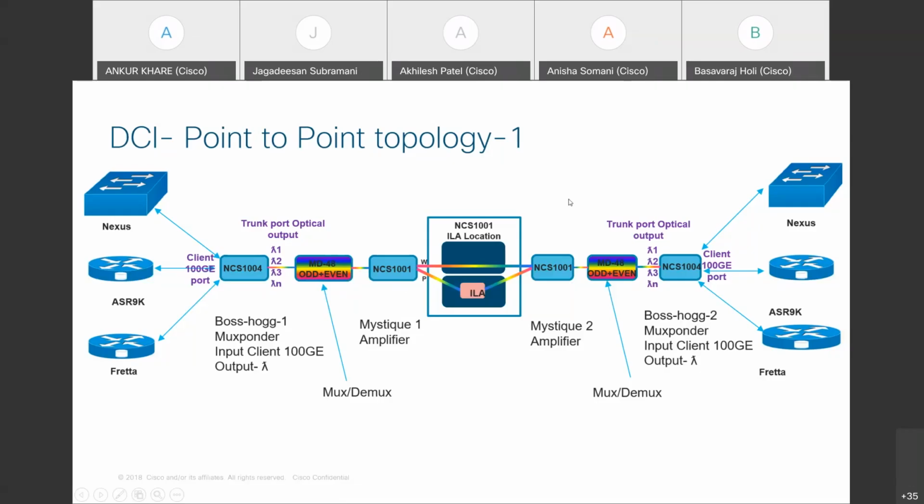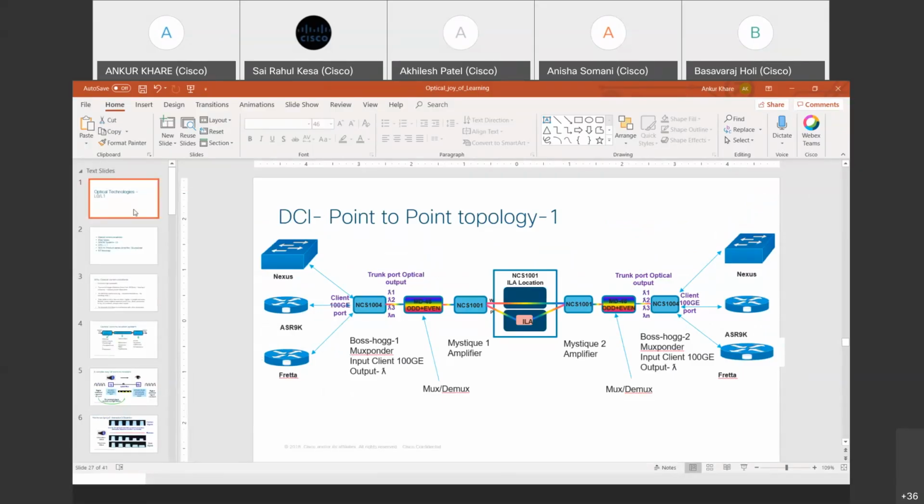Again, the same replica on the right side: it will pass through an amplifier. Then again a mux demux, where it gets demultiplexed, and the same wavelengths go to the NCS 1004 mux ponder, which takes the wavelengths and converts them back to the client Ethernet signal to the far end. So this is the end-to-end. In this diagram, we are getting the Ethernet, converting it into optical, putting all the wavelengths onto the fiber and transporting them over a long distance. Okay, so now we will get back to the slide.